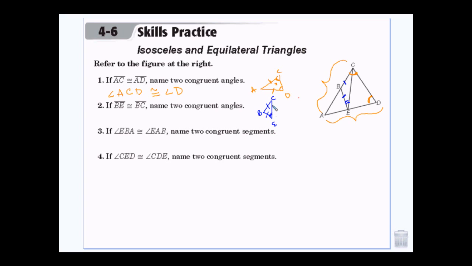So once we have that, I know that these two angles are congruent. So angle E, not E, BEC, I'm going to call it BEC, is congruent to BCE. Is that better? Questions on those two at all?